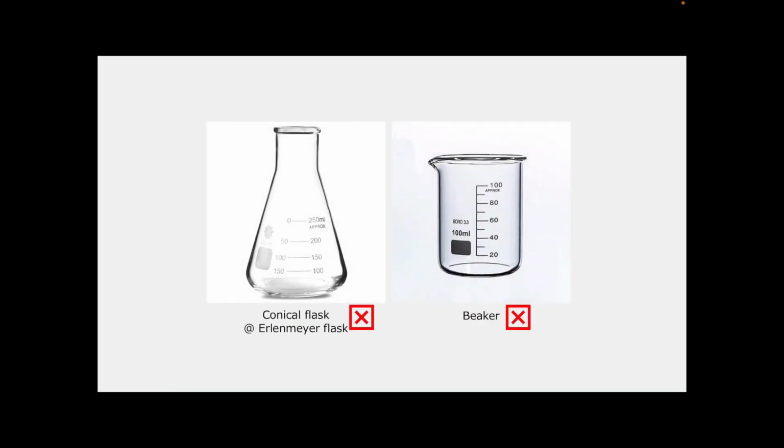Conical flask or Erlenmeyer flask as well as beaker are not suitable to measure volume of water accurately. This is due to the graduation marks that are sparsely spaced. It is more suitable for mixing or stirring solution.